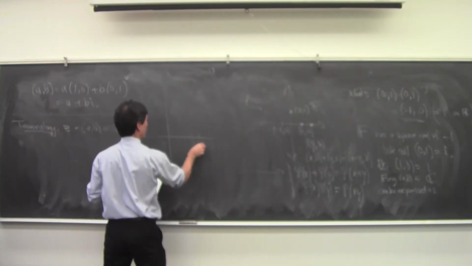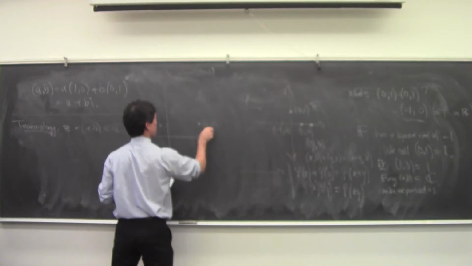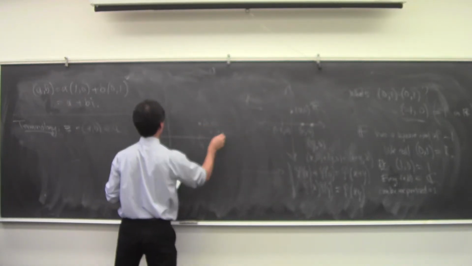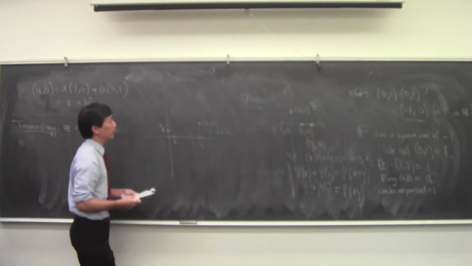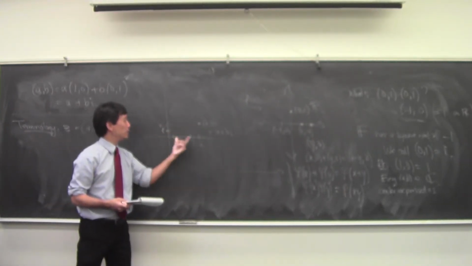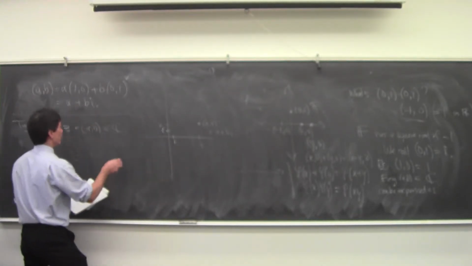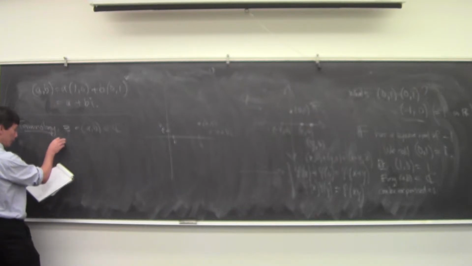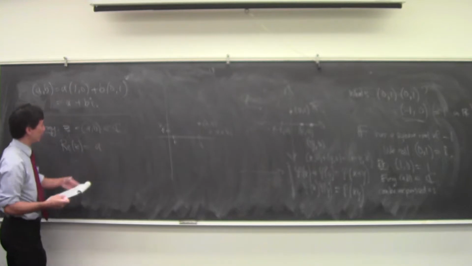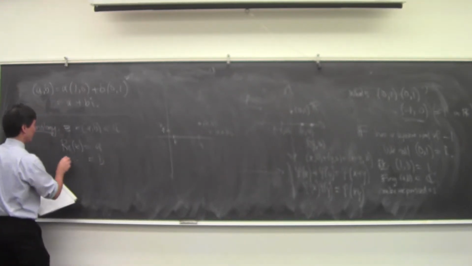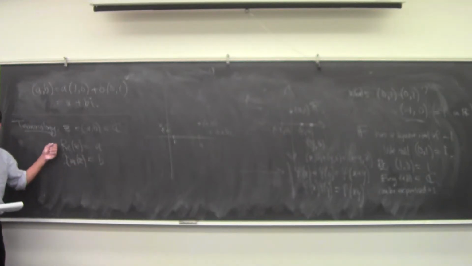You have some point (a, b), which is a plus bi. Let's say here's the number 1, and here's the number i. This guy is a times 1 plus b times i. And so the real part of z is a, called the real part, and b is called the imaginary part.